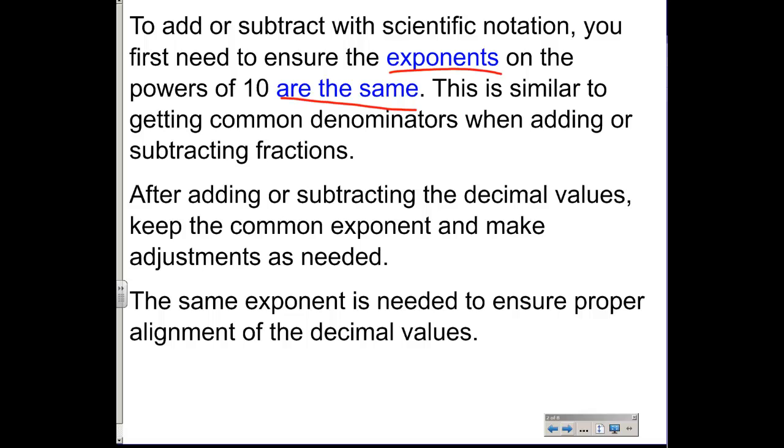After you add or subtract the decimal values, keep the common exponent and make adjustments as needed. The same exponent is needed to ensure proper alignment of the decimal values. Now what we're going to do is show you what we mean by that.